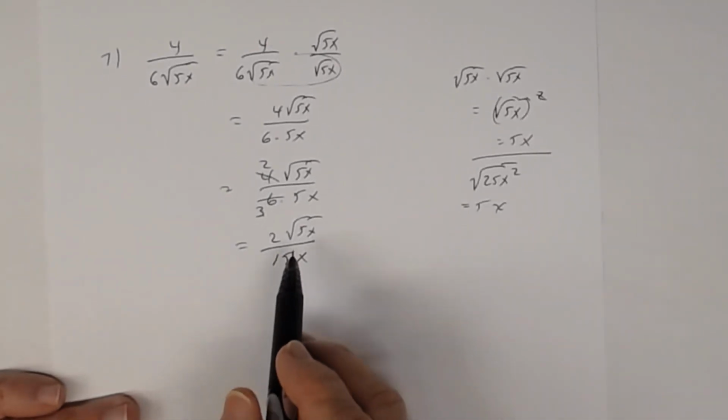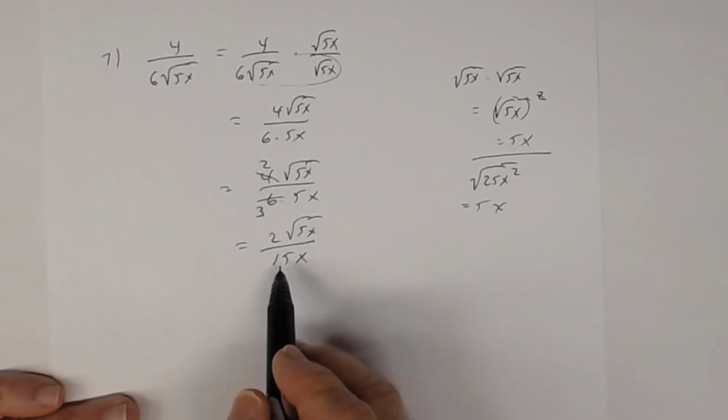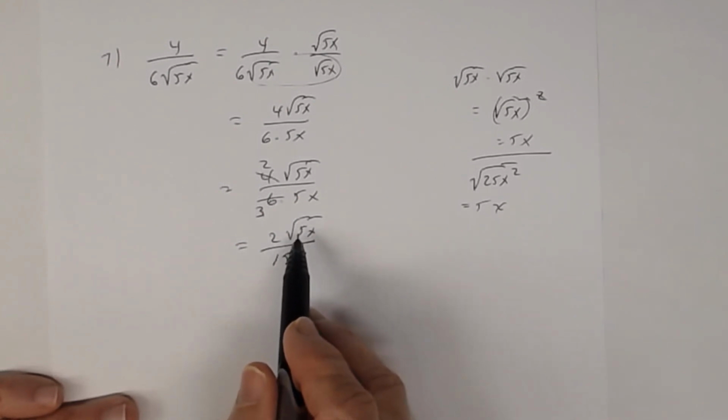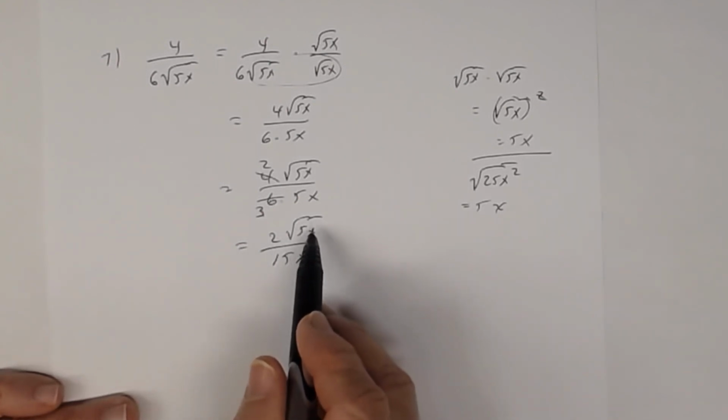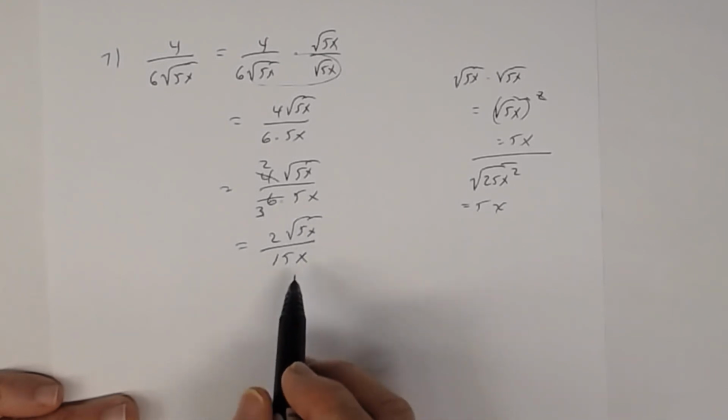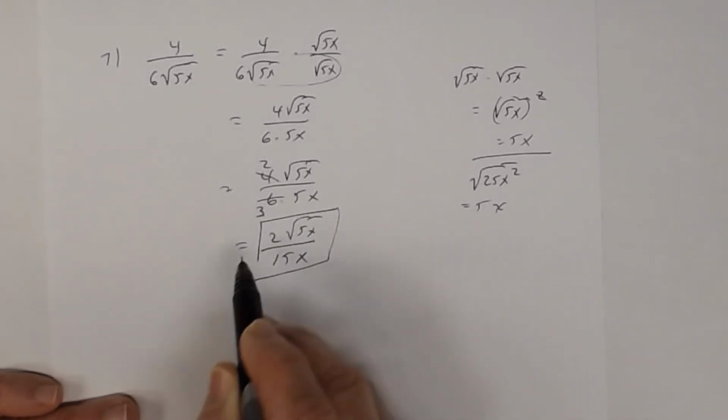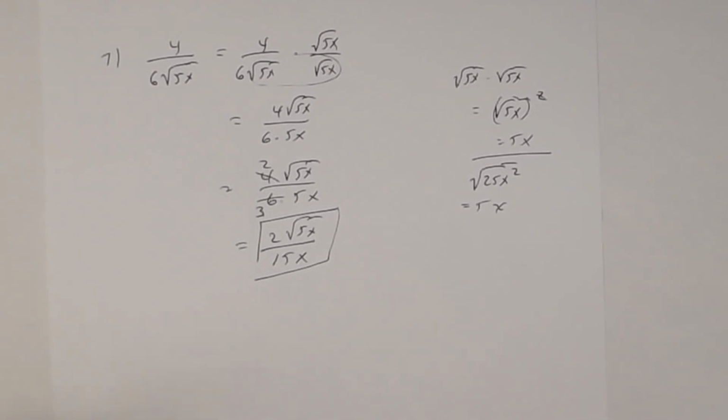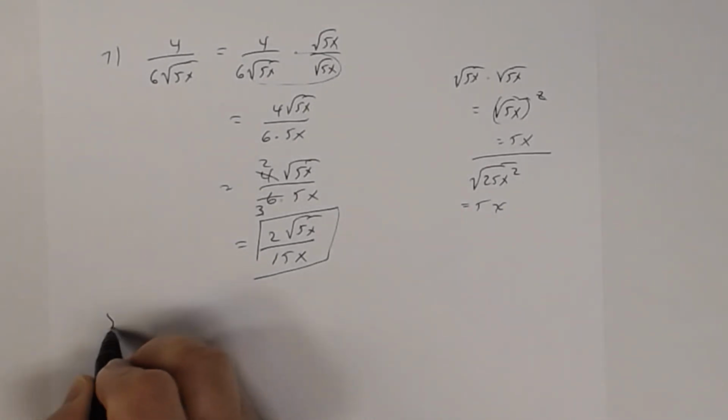And that's it. Now again, don't make the mistake and reduce the 5 into 15, because that's not a 5. That's the square root of 5. And the same thing here. That's not an x. That's a square root of x. So you're done. So that's number 7. So it's a very simple process, isn't it? Okay, let's look at number 8.